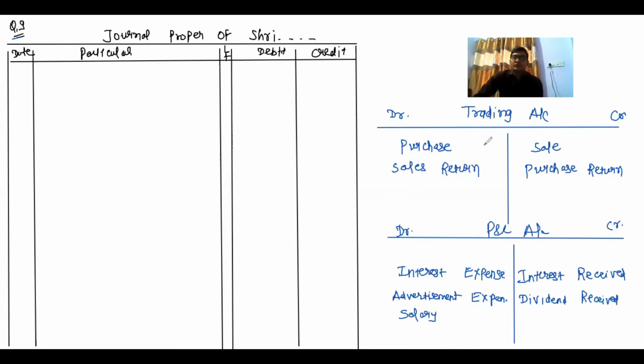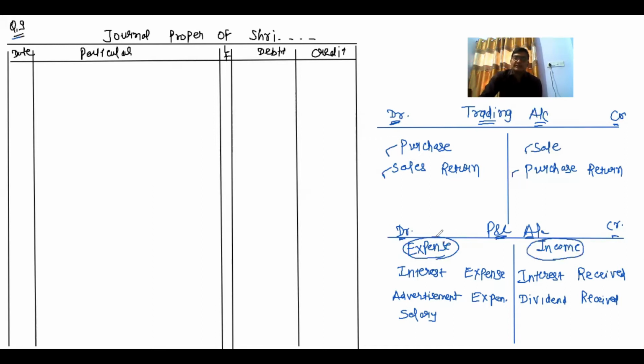So, first of all, before starting closing entries, you have to understand very carefully about trading account and P&L account. In trading account, debit side and credit side, P&L account, debit side and credit side, the entries. Trading account debit side is related to purchase as well as sales return. Credit side, opposite entry, sales and purchase return. Same way, all types of expenses are in P&L account and all types of incomes are credited to P&L account.